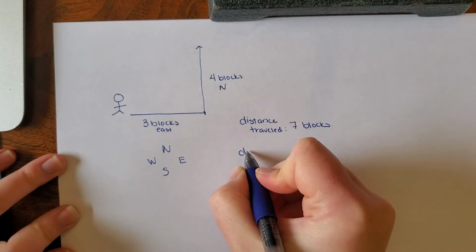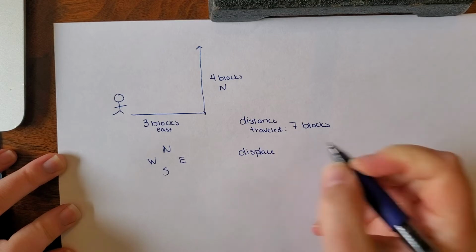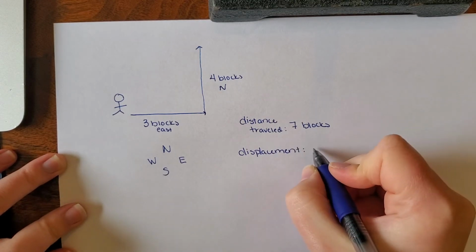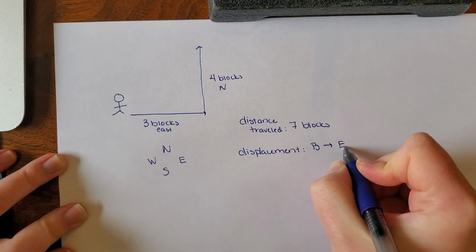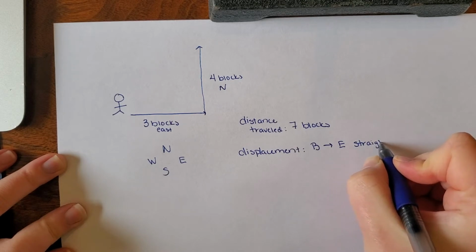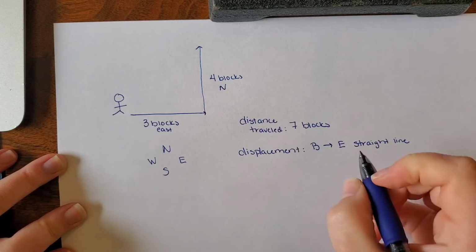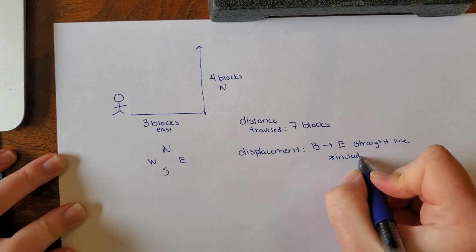Now displacement, oops, if I could spell displacement. Displacement is your distance from your beginning to your end in a straight line. And it is also a vector quantity, so it needs to include direction.